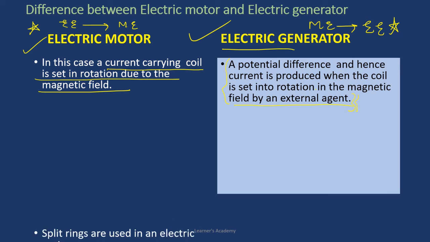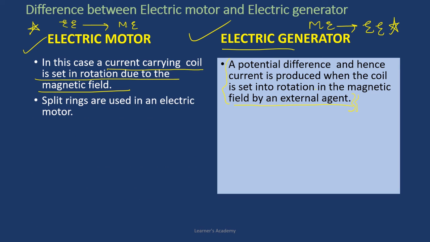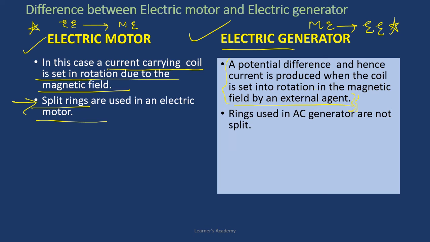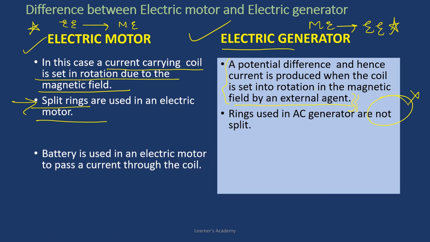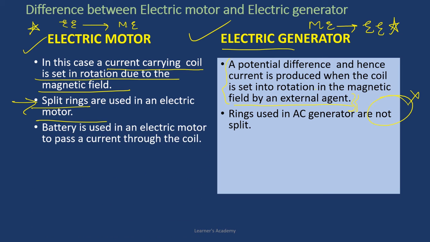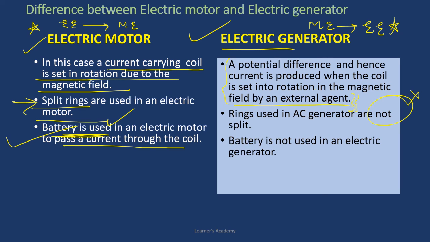Now the next point is that split rings are used in case of electric motor. In case of electric generator, split rings are not used. Next point: a battery is used in electric motor to pass a current through the coil. In case of electric generator, a battery is not used.